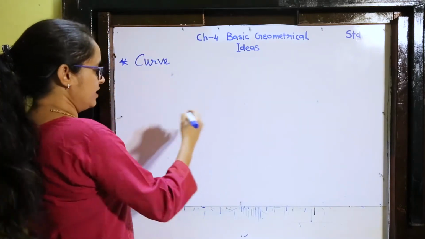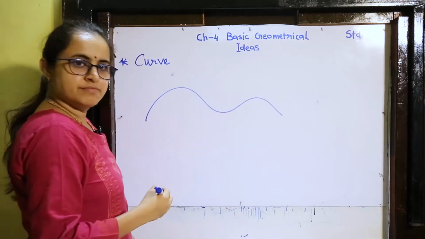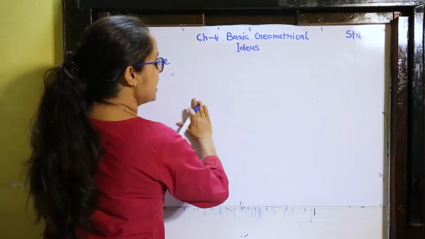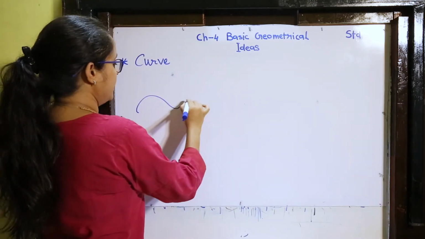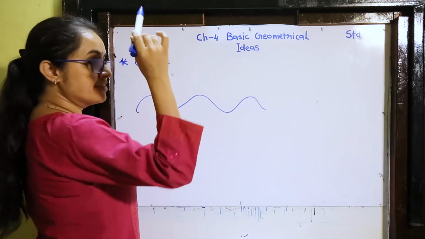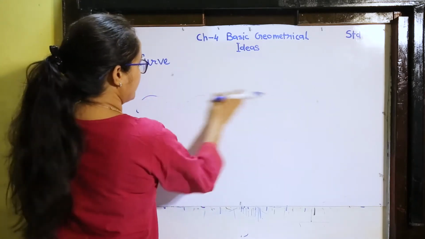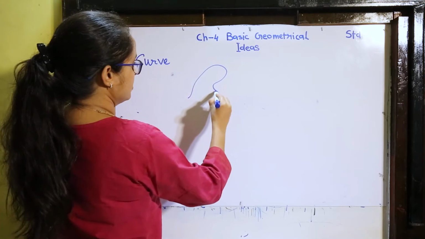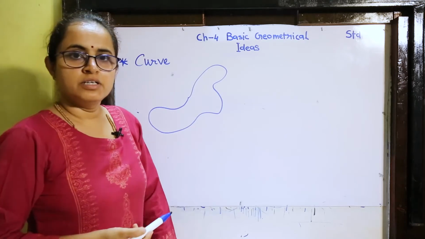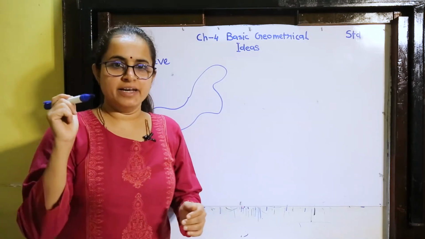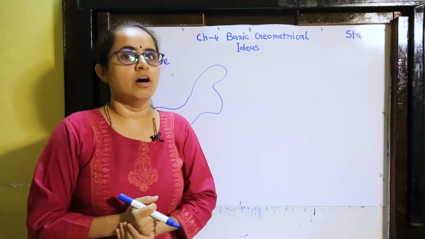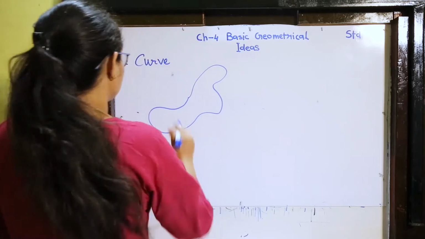Now you may think that teacher, curve is something like this. Yes, you are right. Curve means any kind of lines, whether it is straight or not straight, if you draw it without lifting the pen. For example, I am doing it right now in front of you. I have not lifted the pen. This is called curve. So without lifting your pen, if you make any line, whether it is straight or non-straight, that's called curve. Okay, so please write in points to remember.